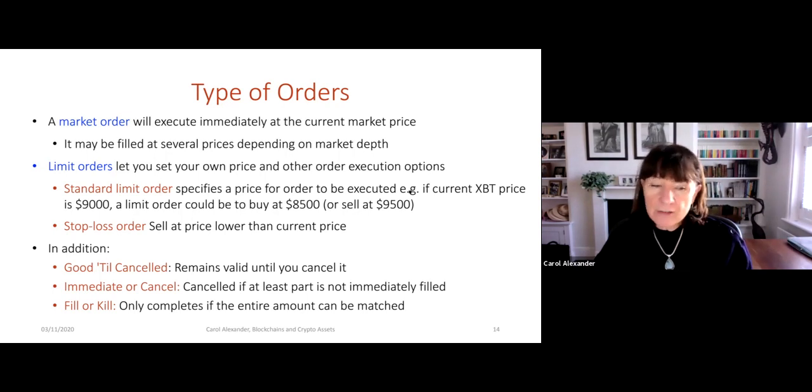In addition, you can have good till cancelled, which means keep the order on until I cancel it. Immediate or cancel, which means if at least part of it is not immediately filled, then cancel it. But if part of it is fulfilled, maybe you can't fulfill the whole order at that price, but if part of it is, then you leave the order there. And fill or kill, it will only complete if the entire amount can be matched now.